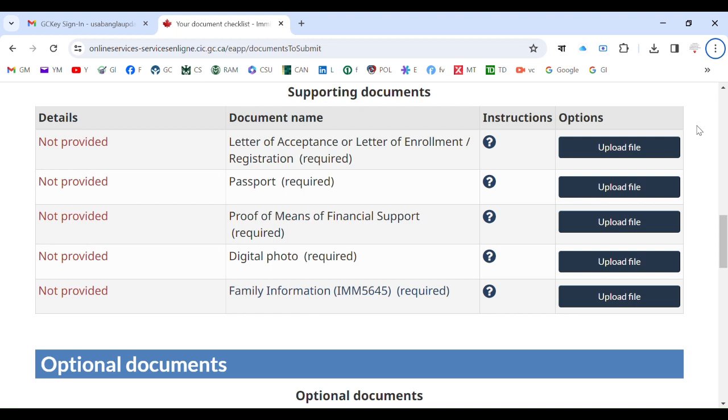And in my last video, I showed you how to do the passport section. So you already know how to upload the passport. Today we will discuss how to upload the proof of means of financial support section here. What documents you can submit, what documents you need to collect, you need to know beforehand so that you are well prepared and ready for the battle.